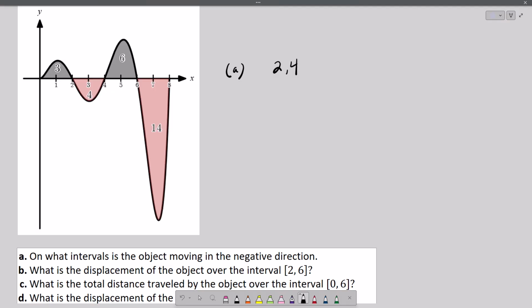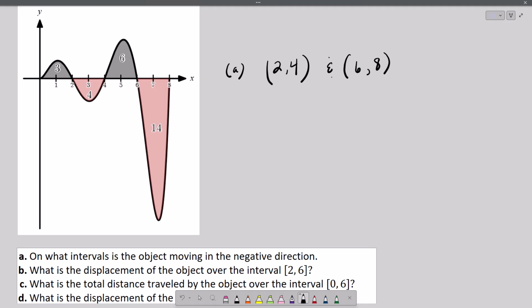Do we include the endpoints or not include the endpoints? We do not include, because at those endpoints, what is the velocity? 0. So the thing's not moving, whether it's a ball or a particle or whatever. So there and here are the two intervals where the motion is to the left. The motion is negative. It's in the negative direction.